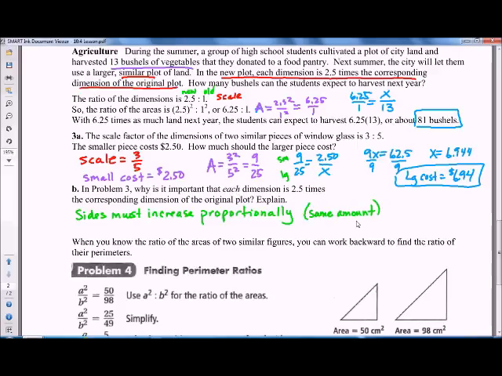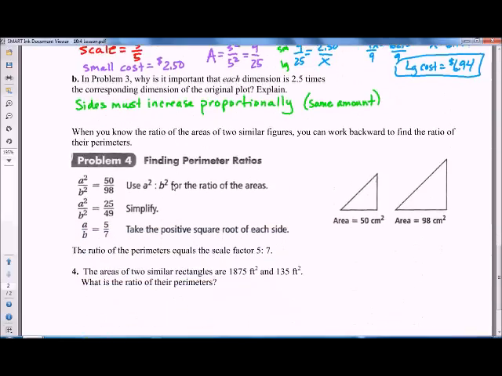In example 3b, it asks us why it's important that each dimension increases the same amount, because we know that in similar figures your sides are proportional, so your sides must increase proportionally. They must increase by the same amount. Okay, let's do the next part here.